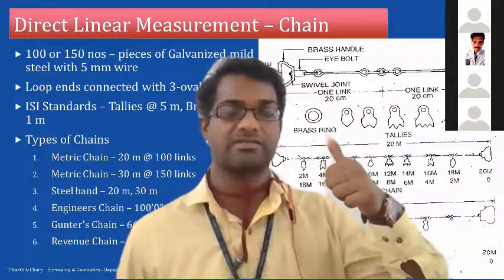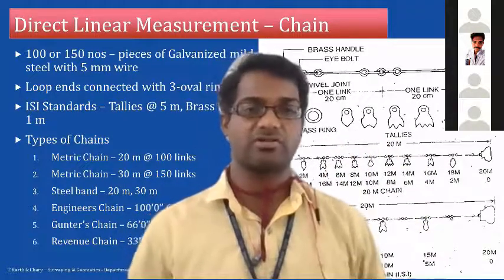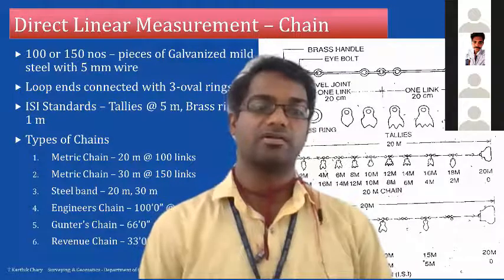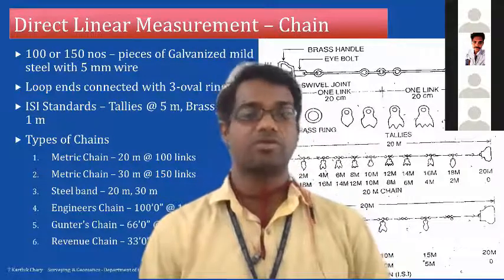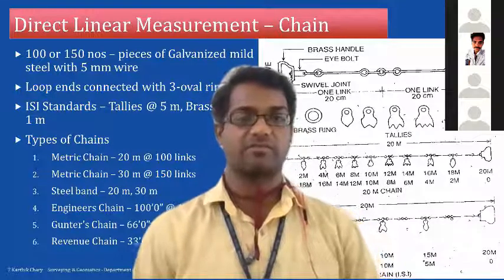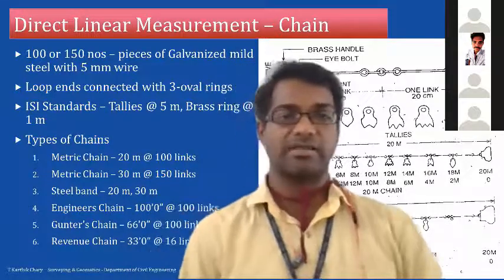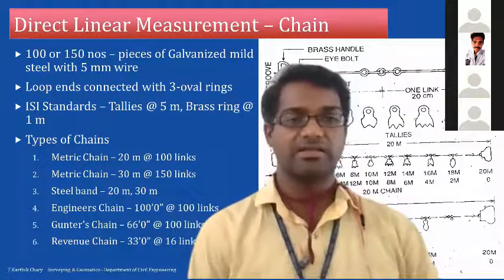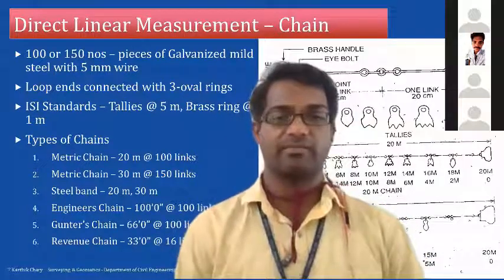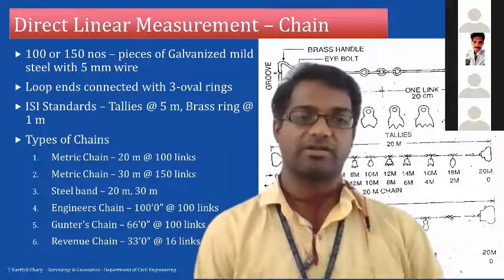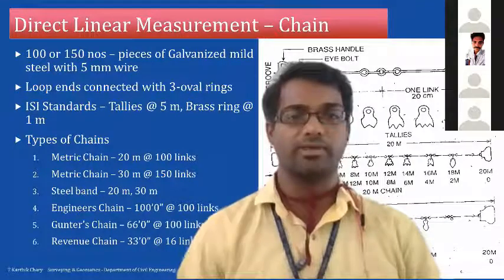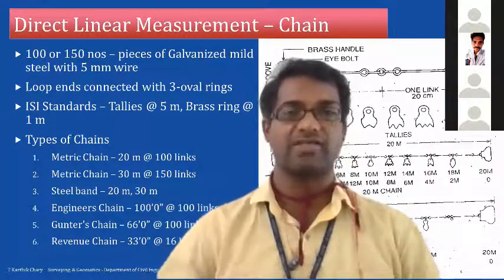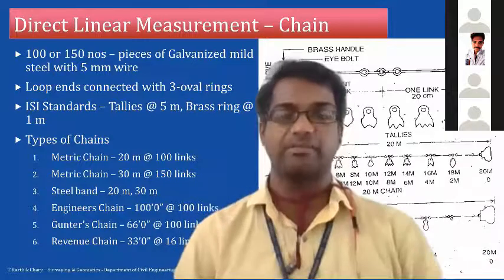You have a brass ring which is also inside the chain. So these will give you an idea how much distance is between the two points. As per ISO standards, the tallies are provided for every 5 meters and the brass ring should be provided for every 1 meter. So you can directly count: this is 1 meter, this is 2 meters. If you find the next brass ring, it is 2 meters. If you find the next one, it is 3 meters.